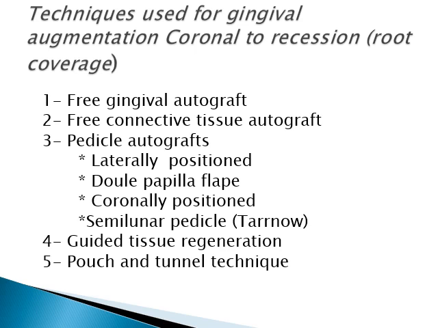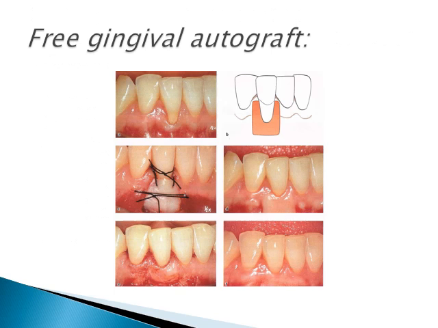Techniques used for gingival augmentation coronal to recession. We have several techniques. The first one is a free gingival autograft, second one free connective tissue autograft, third one is pedicle autograft. Pedicle autograft is classified into lateral position, double papillae flap, coronal position, semilunar pedicle graft, guided tissue regeneration, pouch, and tunnel technique.